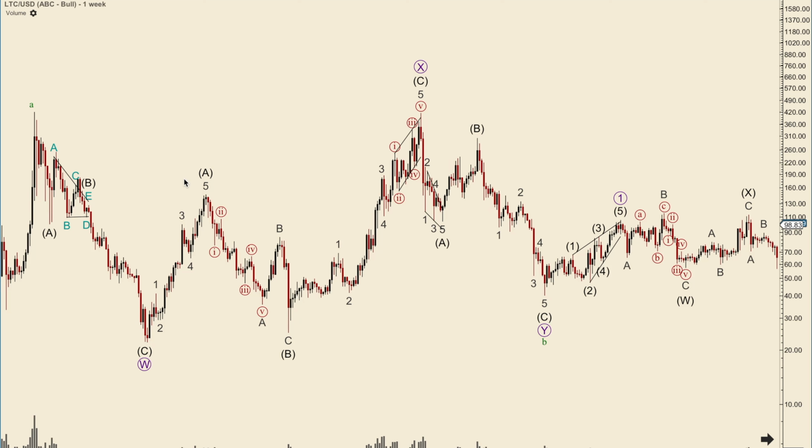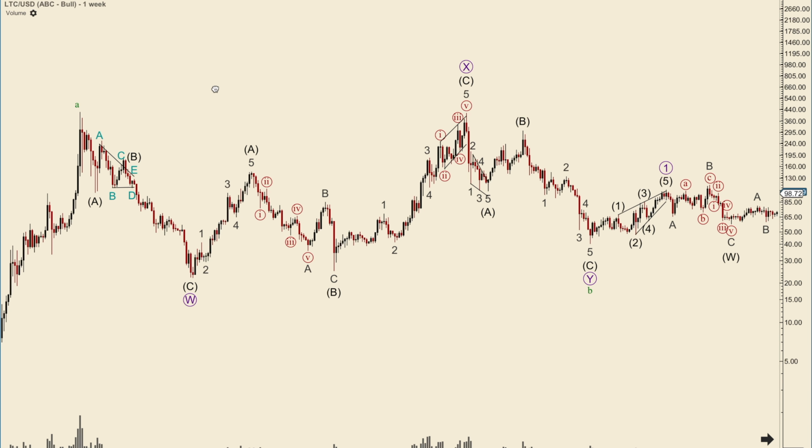Hello. Today we're going to talk about Litecoin. So Litecoin is looking very interesting. There are three, let's see, one, two, three, four different scenarios for Litecoin. This is on a weekly chart, and we're gonna check what the highest probability one is, as usual.